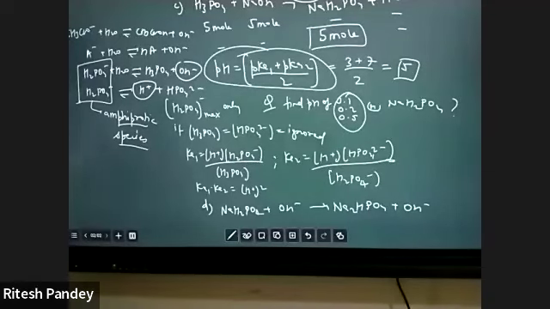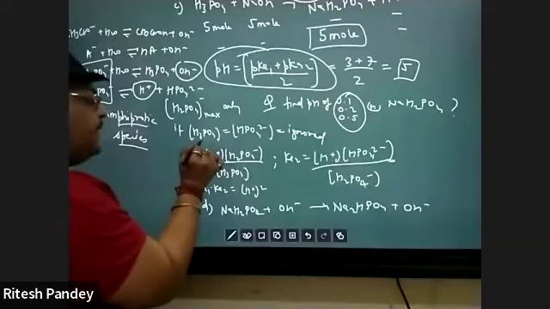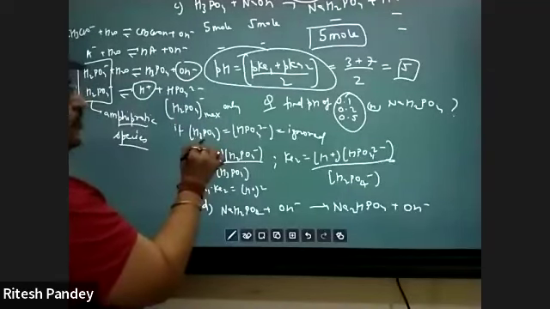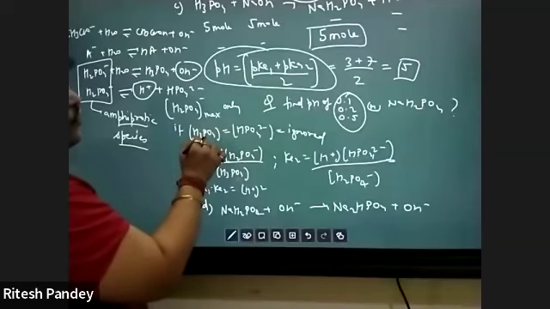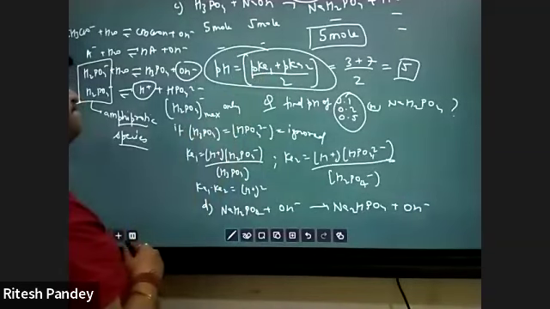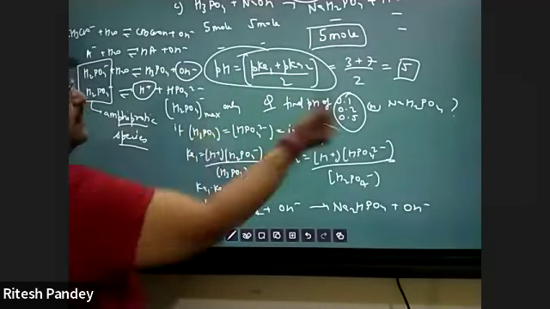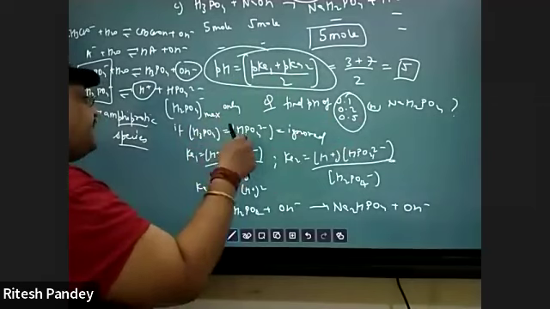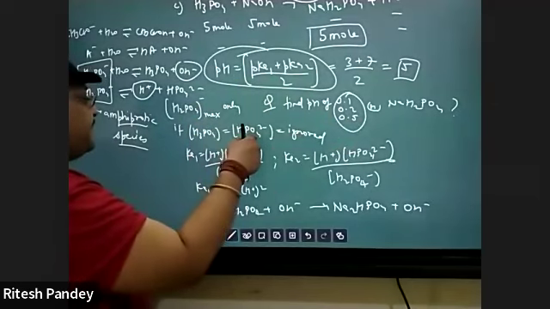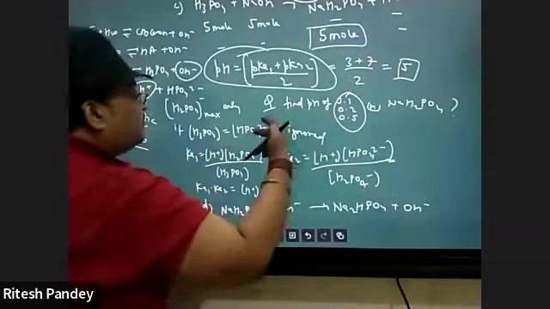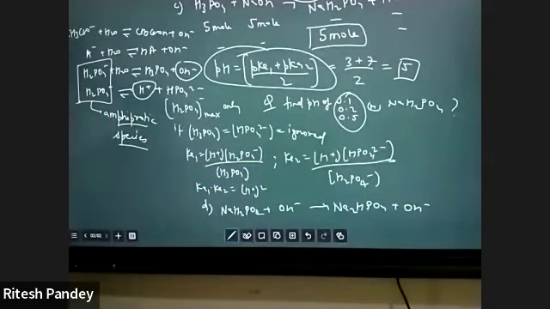Had it been any bit of H3PO4, I would want to apply a Henderson equation, which will be pK1 plus log of this by this. Had there been a drop of this, I would apply another Henderson equation, which will be pK2 plus log of this by that. Yes or no? But I'm not doing that.